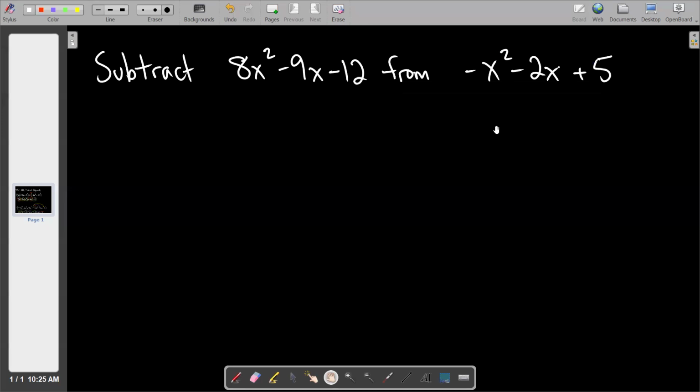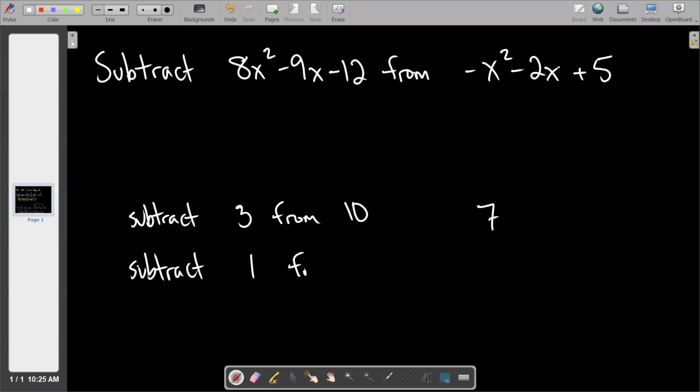Let me ask you a question. What's the answer if you subtract 3 from 10? Nope. Subtract 3 from 10. 7. It is 7. If you have 10 apples and you eat 3 of them, you have 7 left. How about this one? Let's subtract 1 from 20. What do you get? I want you to understand that if you take 1 away from 20, you still have positive 19, don't you?